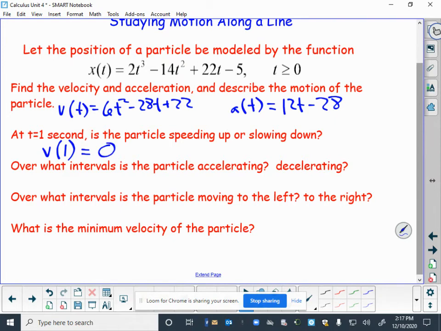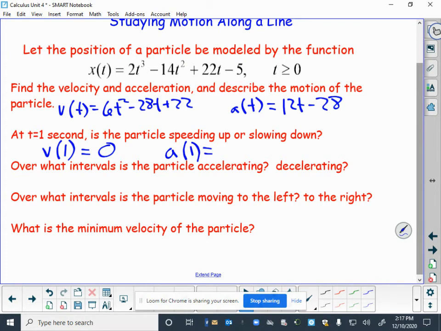The velocity at 1 second is 0, so it says that it is not moving at 0, so it probably means that it had been moving in a positive direction but slowing down, and now it's moving in a negative direction. If we look at the acceleration, because when it's asking speeding up or slowing down, we're asking about how the velocity is changing or how the speed is changing.